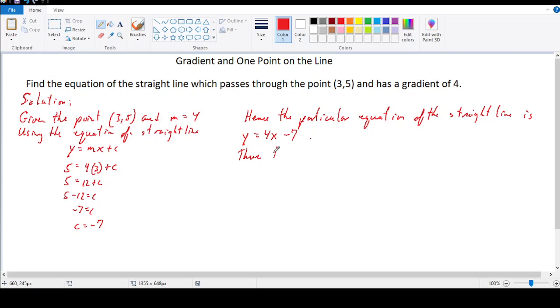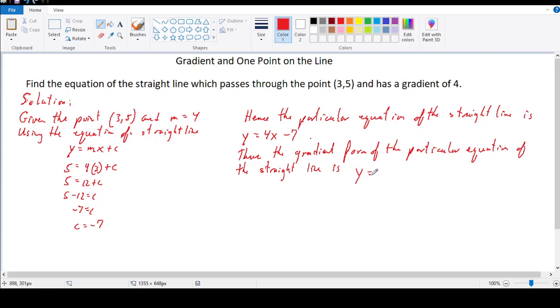Thus the gradient form of the particular equation of the straight line is y equals 4x minus 7.